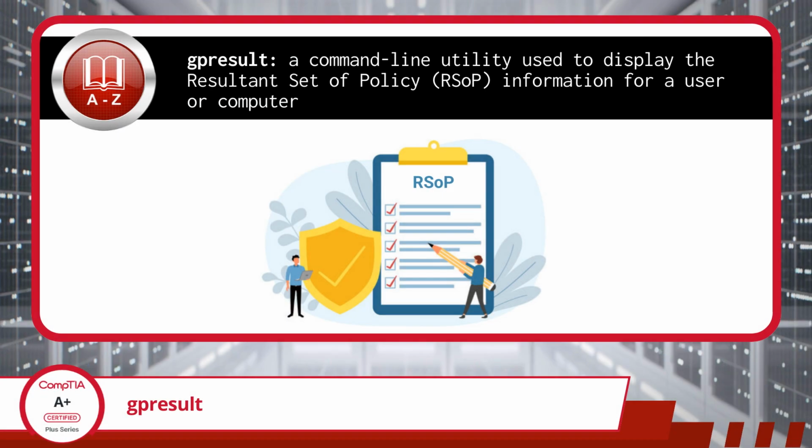gpresult. The gpresult command is a command line utility used to display the resultant set of policy, or RSOP information for a user or computer. Plainly put, gpresult helps you see which group policy settings are applied to a user or computer.